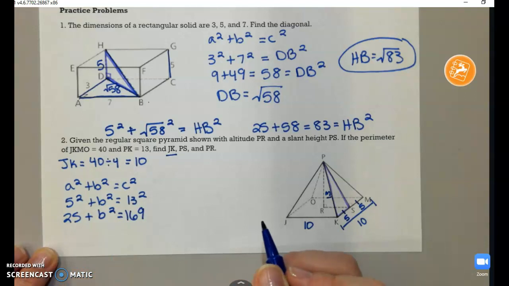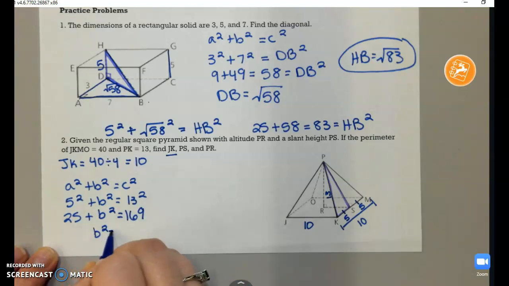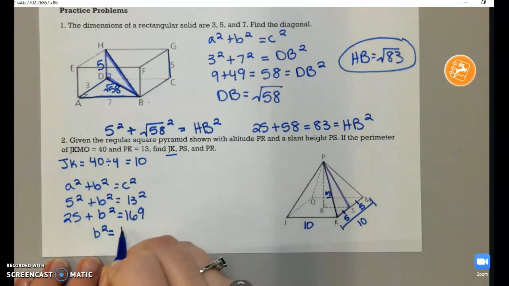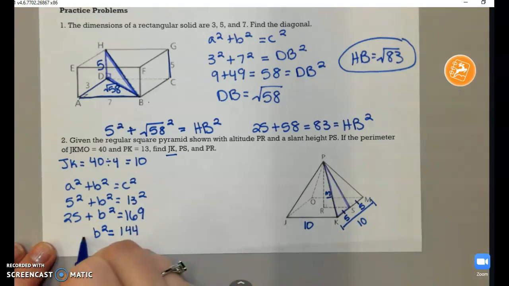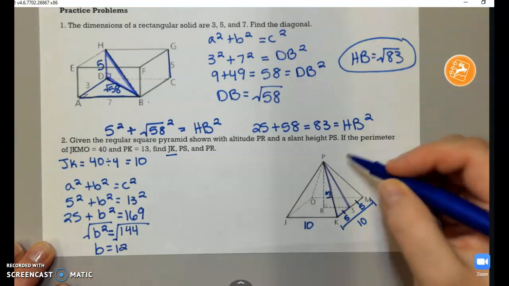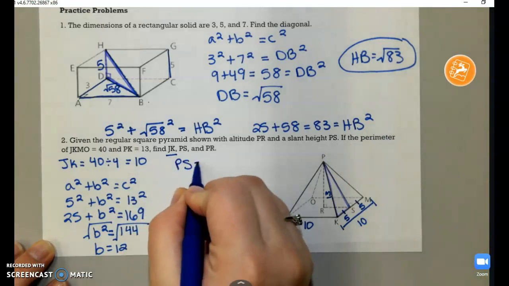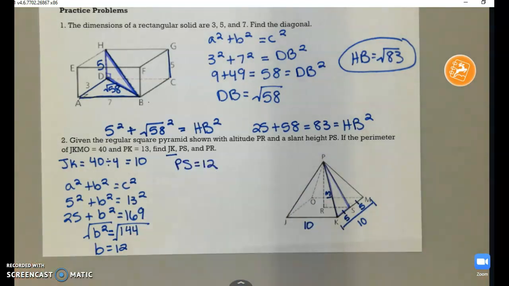So we're going to do our algebra. We find that b squared is equivalent to 169 minus 25, which is 144. So b is 12, and b was our height PS. So PS is equal to 12.